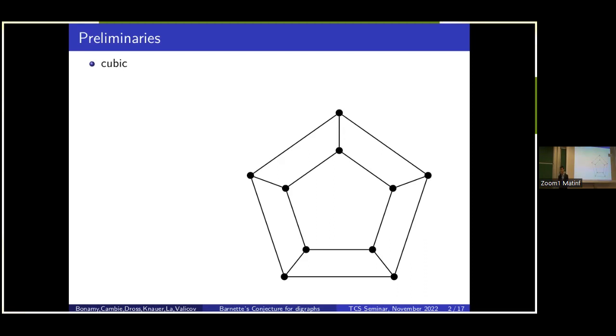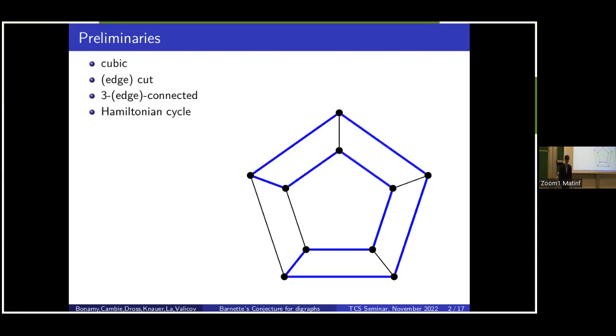A cubic graph is a graph where every vertex has degree 3. An edge cut is a set of edges whose removal disconnects the graph. So the graph in this example here has an edge cut of size 4. We say that the graph is 3-edge connected if there's no cut of size 2. And actually for cubic graphs, edge connectivity and vertex connectivity are the same. So here, if you want to, you can just say 3-connected.